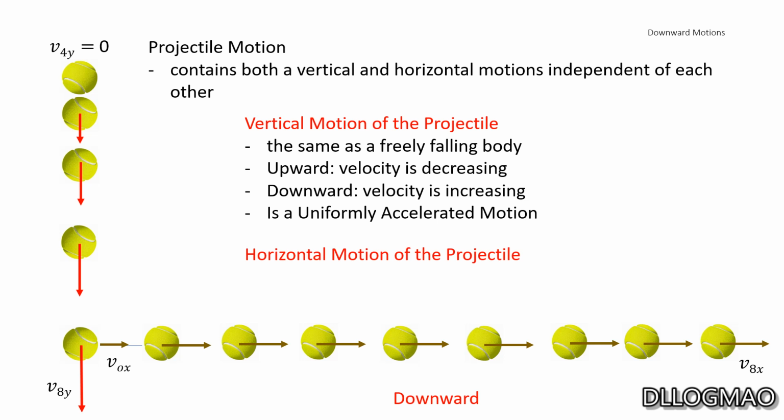The horizontal motion of the projectile. The instantaneous velocities are equal. Thus, the velocity of the ball is constant. The horizontal motion of the projectile is uniform.